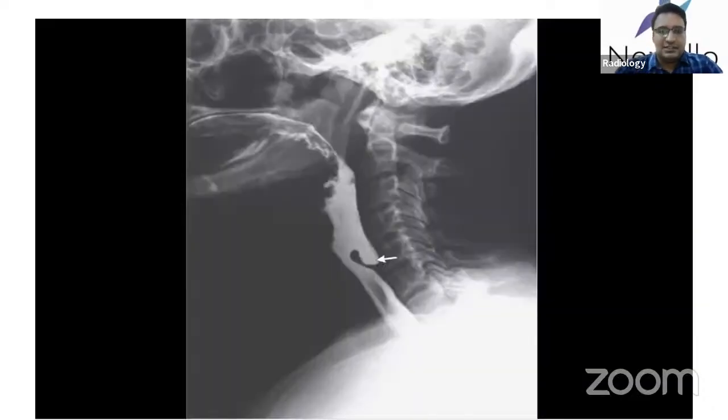Now look at this image. What is this? Can you see? Patient is having the contrast. Look at this part. This is the pharynx. And can you see this? We are looking at the lateral view.